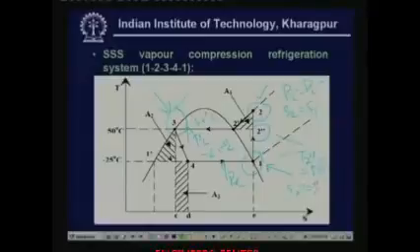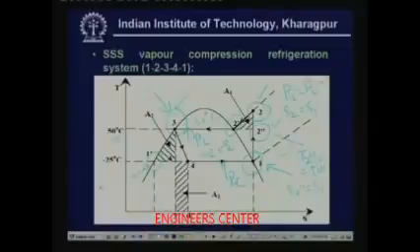Double dash is equal to S1. So, we know again two properties, so we can find out the rest of the properties. And point 2 dash is nothing but saturated vapor at 50 degrees centigrade. So, you can easily find out the other properties. And point 1 dash is the saturated liquid at minus 25 degrees centigrade. So, this point is uniquely fixed, so you can find out all other properties.